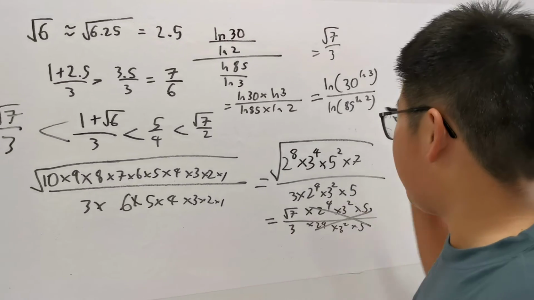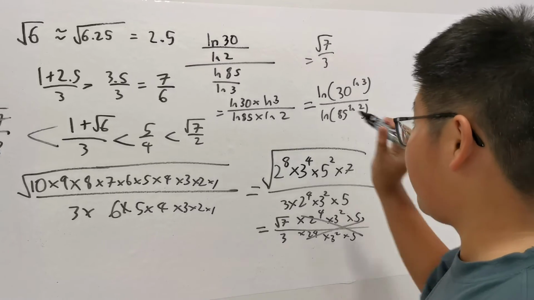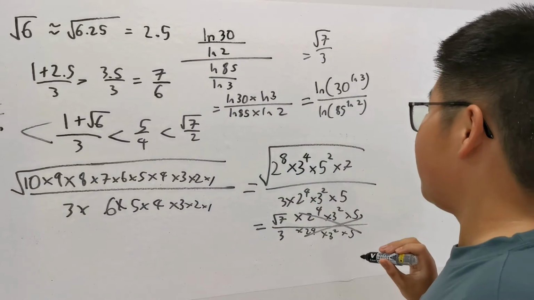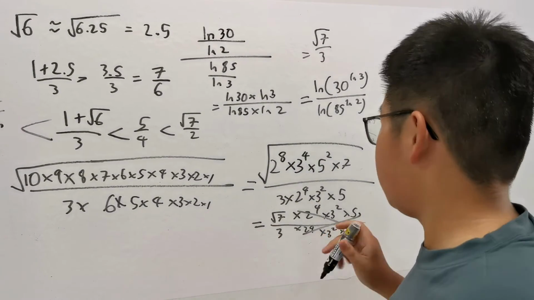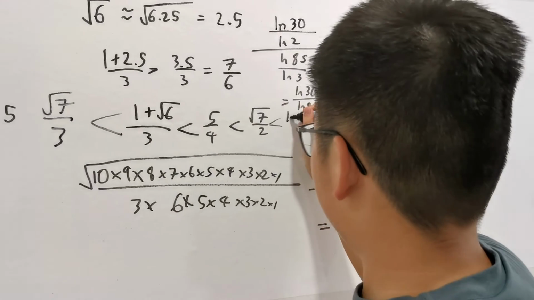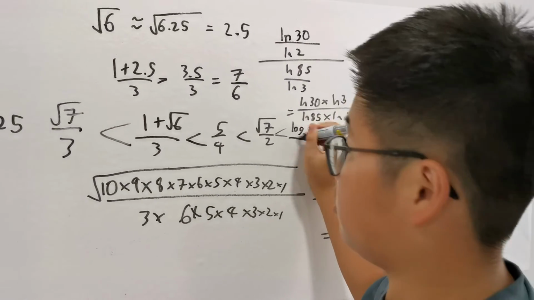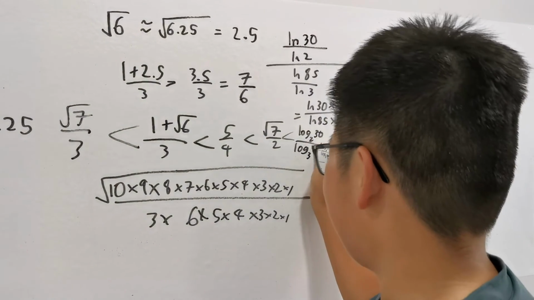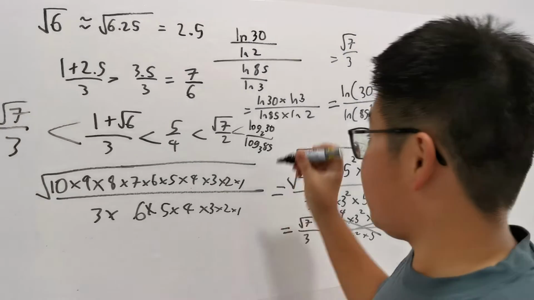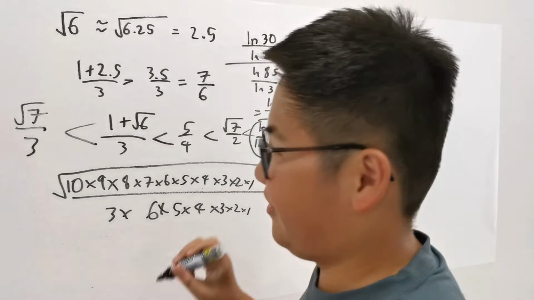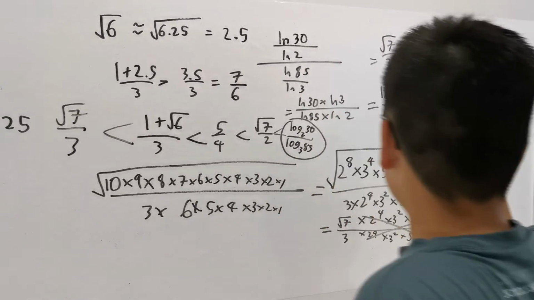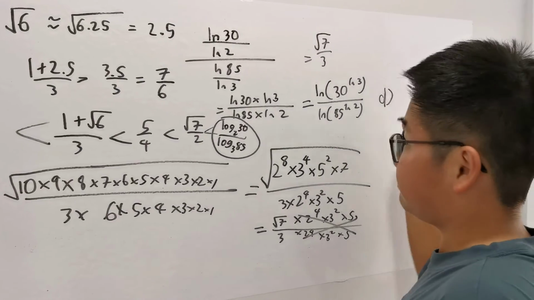And with a little bit of effort, I can show you that it is bigger than all the other numbers. And you can see it looks quite big here, so we'll put it here. Log 230 over log 385. You see, it is the biggest number of the 5. Now with that in mind, this is actually option D.